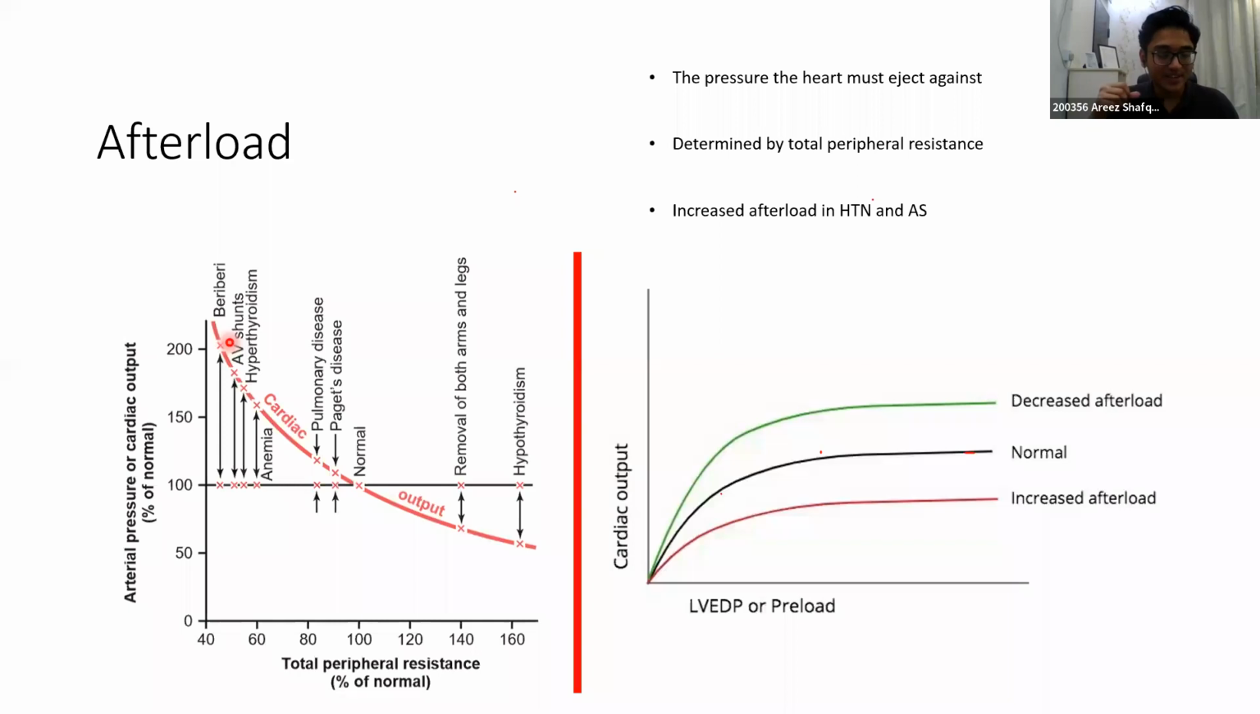Pyruvate dehydrogenase requires TLCFN: thiamine, lipoic acid, coenzyme A, FAD, NAD. Because you don't have thiamine, pyruvate dehydrogenase doesn't work. If pyruvate dehydrogenase doesn't work, that means pyruvate has to go into lactic acid production. Then you have accumulation of lactic acid.